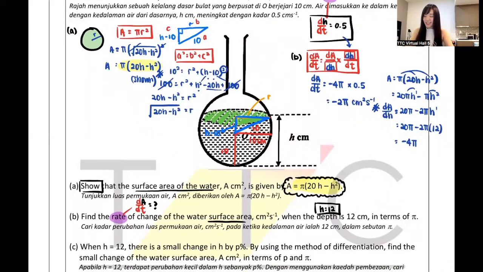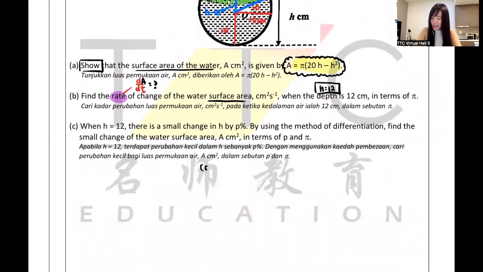Okay, trust me. They say, when H is 12, there is a small change in H by P%. Right? This one has a percent now, my dear. So how do we do this? Okay, I'll write for you guys.